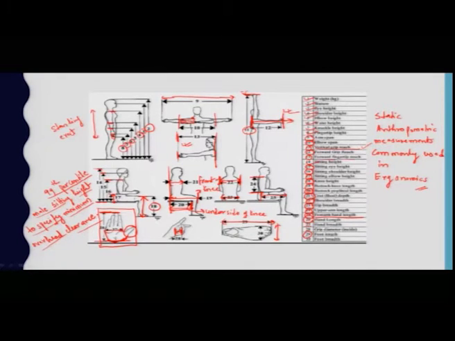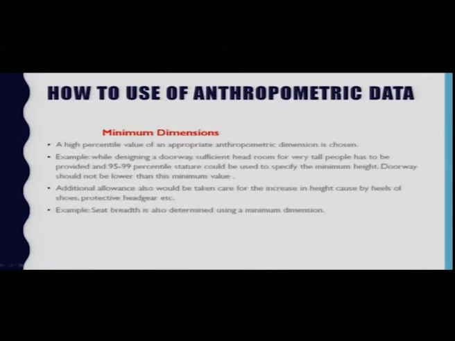Now, after having the knowledge of various static anthropometric measurements, we now have to see how we can utilize this anthropometric data. There are basically two considerations here. First is based on the minimum dimension, and second is based on the maximum dimension. So, a high percentile value of an appropriate anthropometric dimension is chosen.